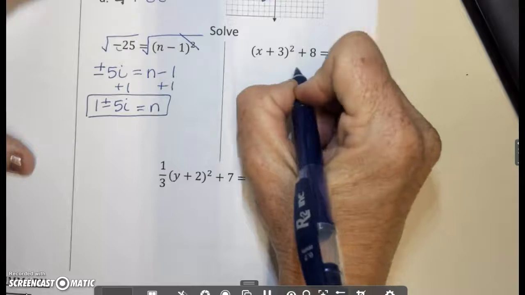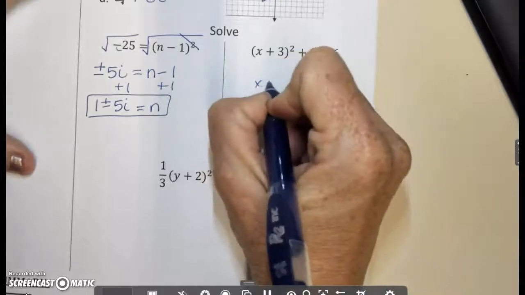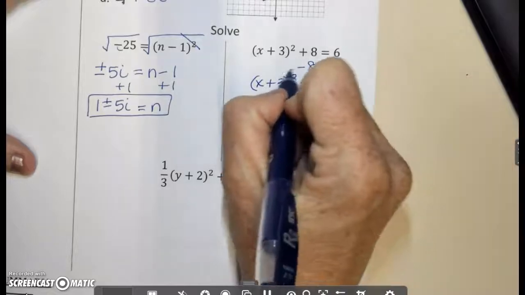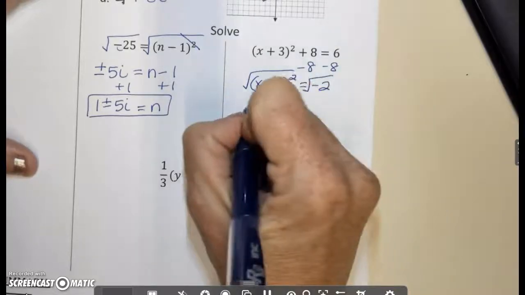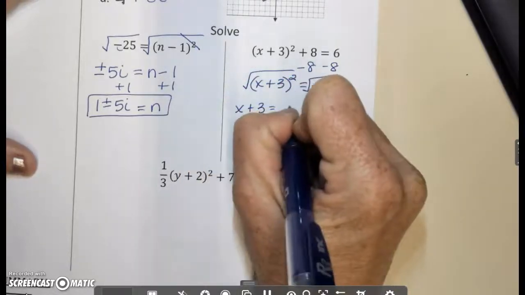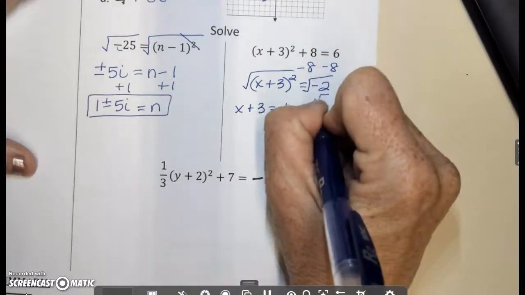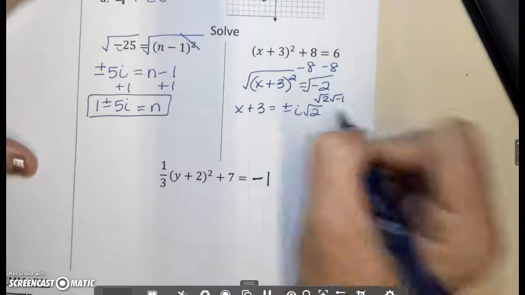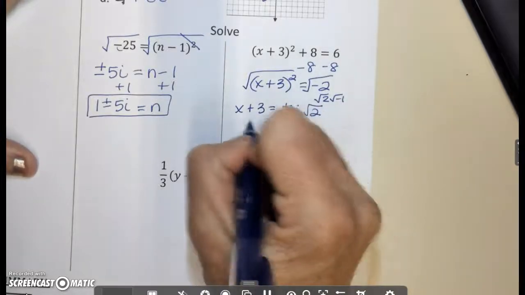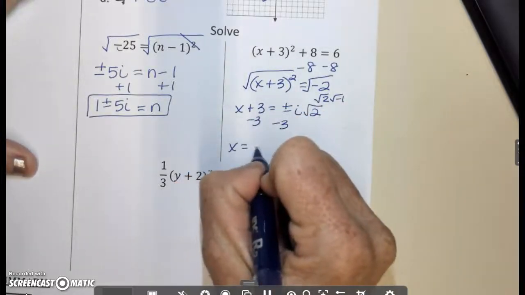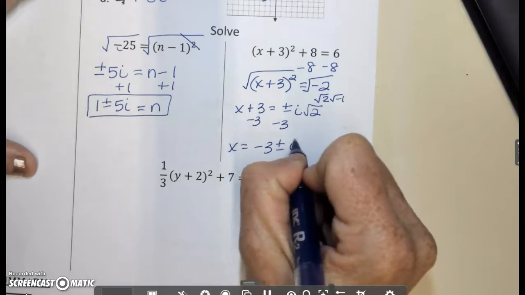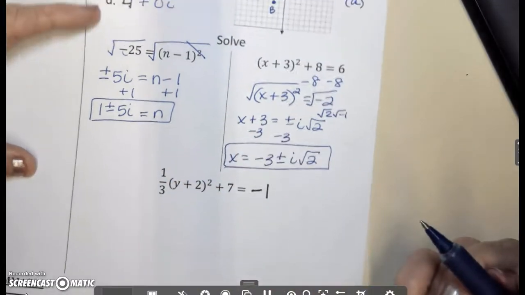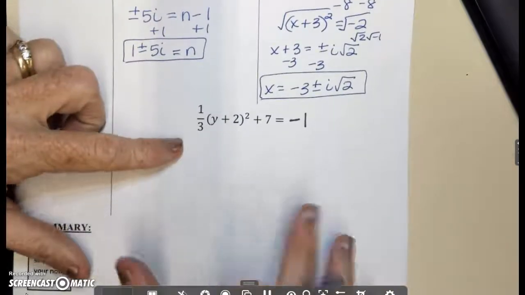Okay, next one, subtract 8 from both sides. So you get x plus 3 squared equals negative 2. And I need to take the square root of both sides. So I get x plus 3 equals plus or minus, remember this is square root of 2 and square root of negative 1, so it's plus or minus i square roots of 2. And then I need to subtract 3 from both sides, so I get x equals negative 3 plus or minus i square roots of 2. Pretty easy, yeah? Alright, let's deal with the last one.